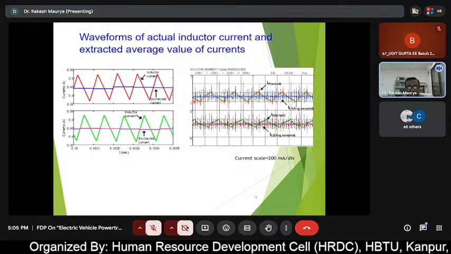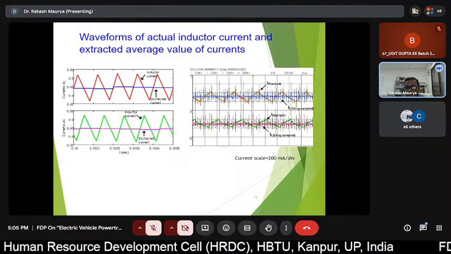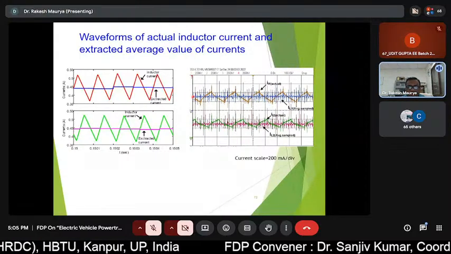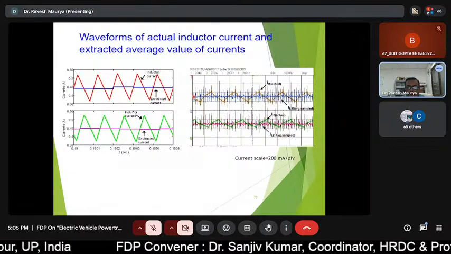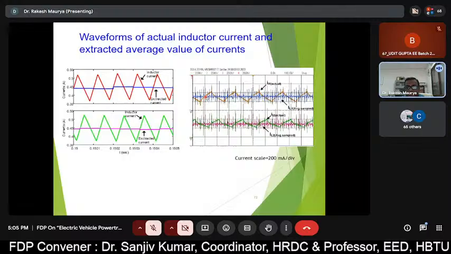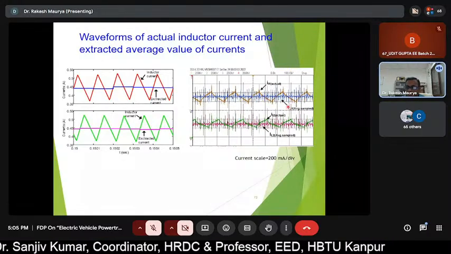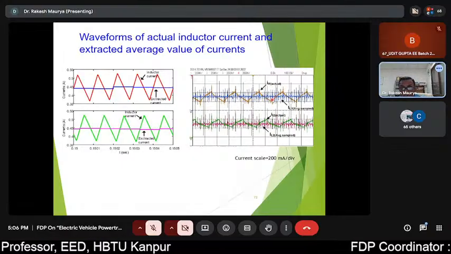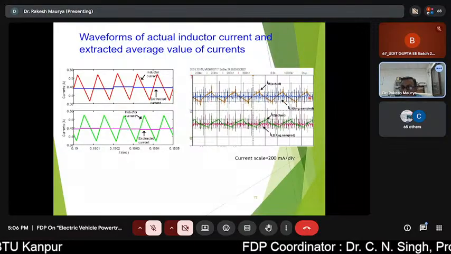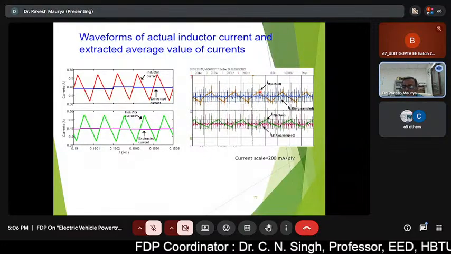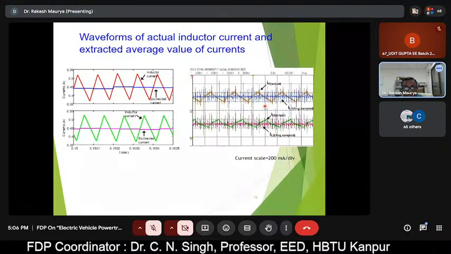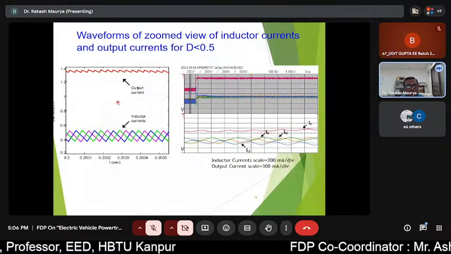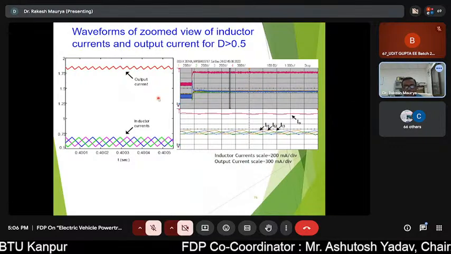So this is the actual current flowing through the inductor, and where we are using the SRT, sensor reduction technique, the blue color shows the current waveform which is regenerated after some calculation. So the average value of the reconstructed current is the same as the average value of the inductor current. This is one more waveform after reconstruction. So it validates the concept of the sensor reduction technique.